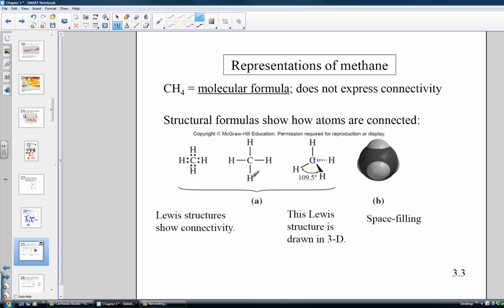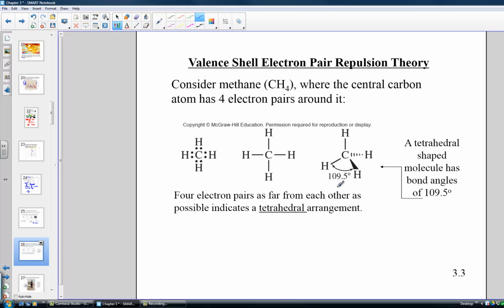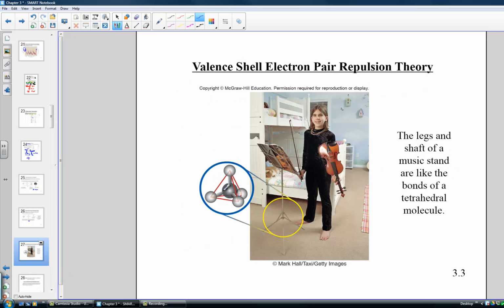So these Lewis structures do a great job showing us how the atoms are connected together, but the 3-dimensional view is known as the VSEPR theory, valence shell electron pair repulsion theory. We want to spread the atoms out as far as we can and get a better visual of what they look like in nature. So the tetrahedral shape has a bond angle of 109.5, tetrahedral. And here's that music stand that I had talked about.